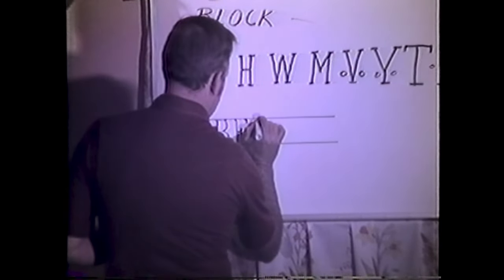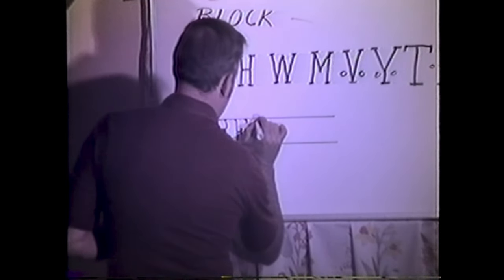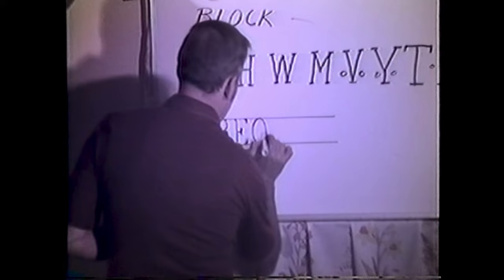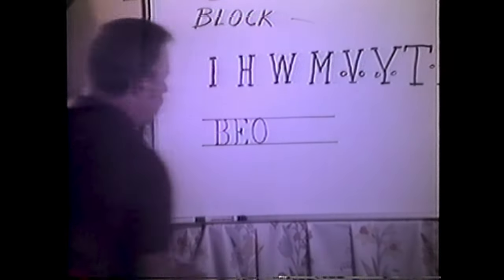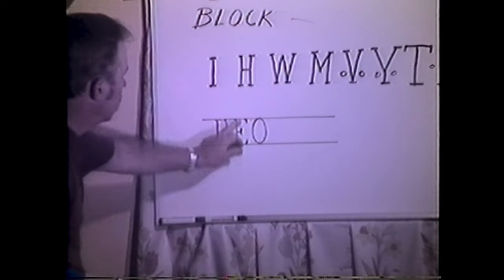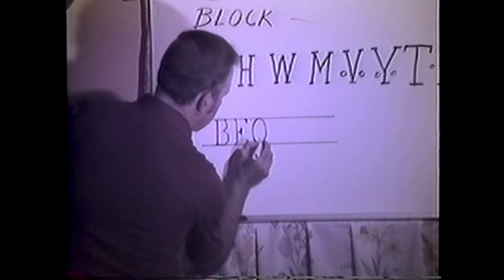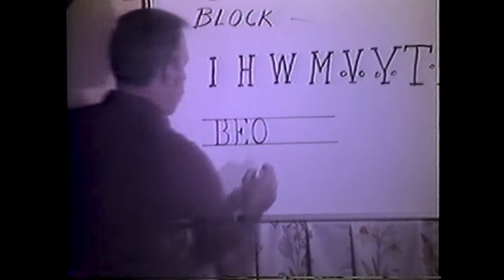Now, one of the major things is your O. You can do that O, you can get it right on the line, and you know for a fact that O is the same height as these two letters right here, because you came down to the line with it and you know it's the same height. Okay.